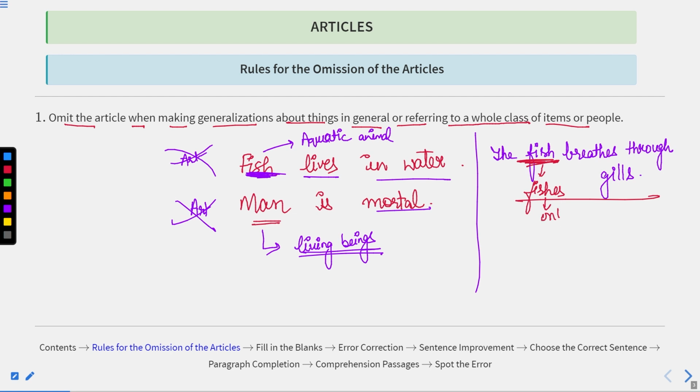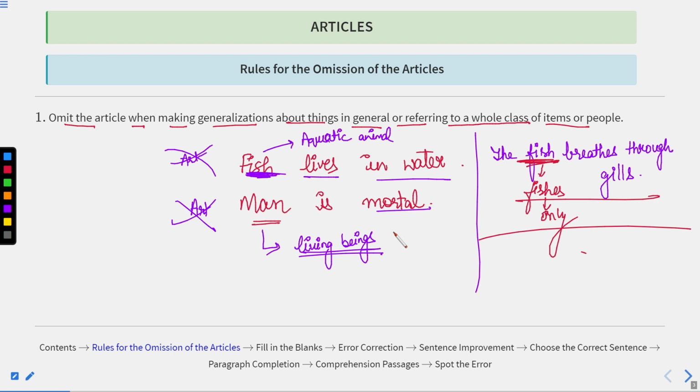Okay, but if we talk about man is mortal, it means here we are talking about man, the all living society, and here fish means the aquatic animal which lives in water. Okay, but if we talk about the fish breathes through gills, so it is only fish that can breathe through gill, not the other aquatic animals. Okay, now if I say man earns for the family. Okay, so there men can be stated as the male people. Okay, so there we can use article.